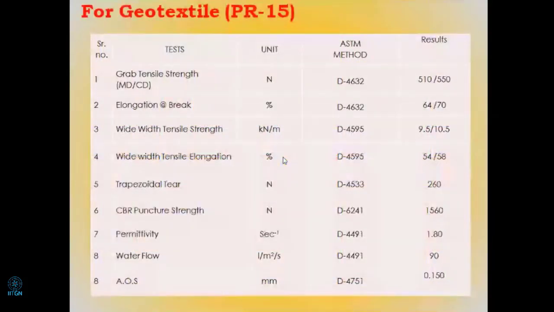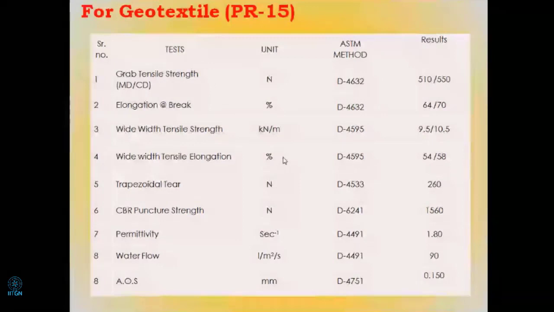These are the material specifications normally provided by manufacturers for different kinds of geotextile. The important properties are grab tensile strength in machine direction and cross machine direction, percentage elongation, tensile strength based on wide width, trapezoidal tear strength, CBR puncture strength, permittivity and transmissivity, and apparent opening size. These values are reported as per ASTM methods by the manufacturers. We have to check this sheet to see whether it suits our requirement or not.